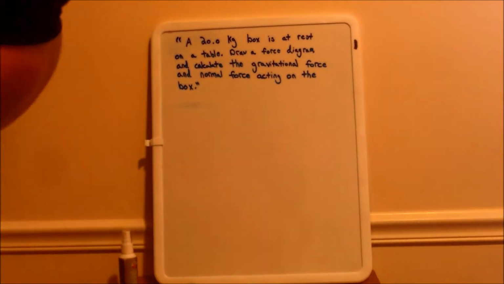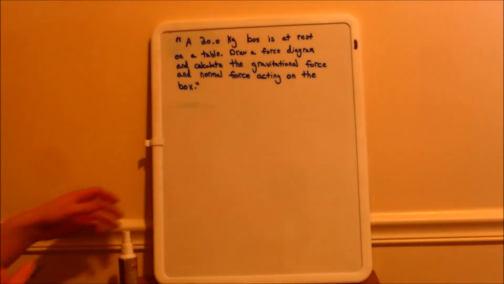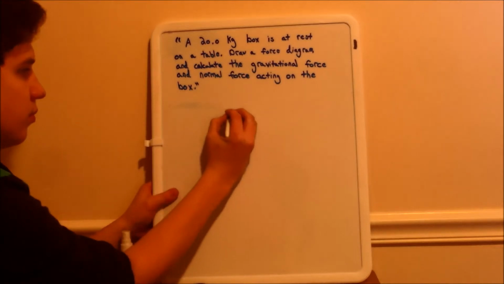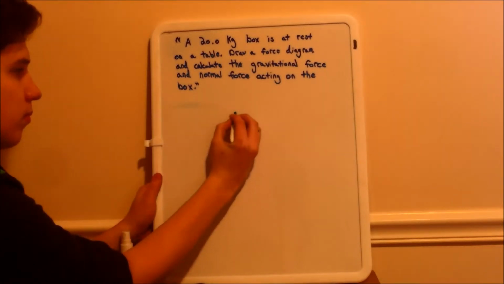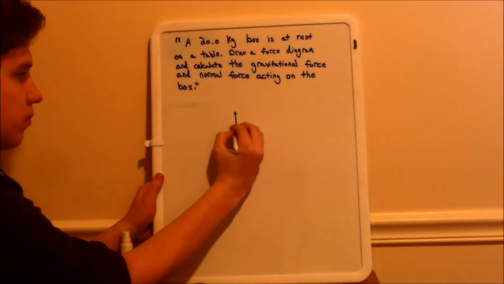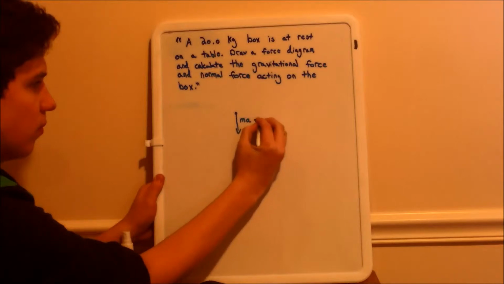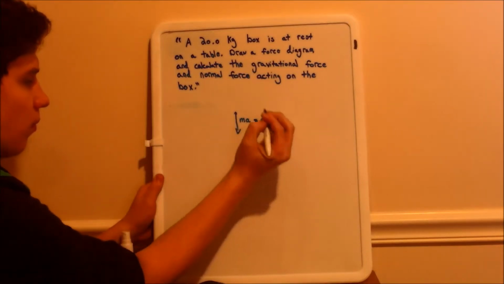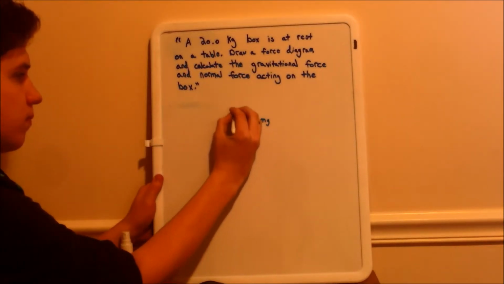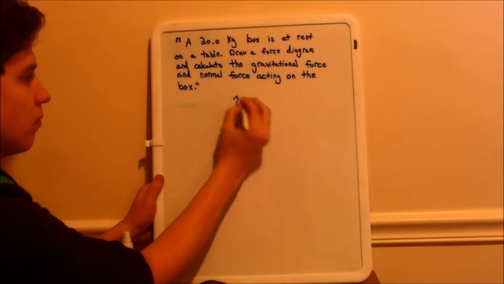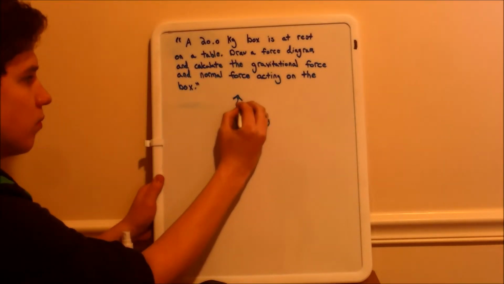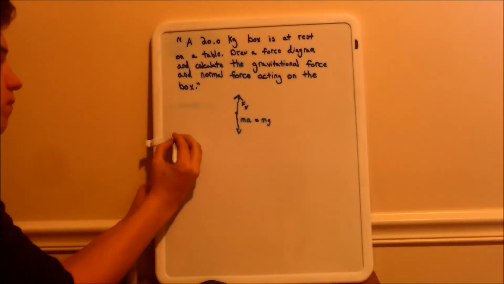So for our first problem, we're going to do a 20 kilogram box is at rest on a table. Draw a force diagram and calculate the gravitational force and normal force acting on the box. So first we're going to draw a dot to represent the box. Then we're going to draw a downward line with an arrow at the end to represent a vector, label this mg. Then we're going to draw the normal force, which is opposite of the gravitational force, and label this Fn for normal force.